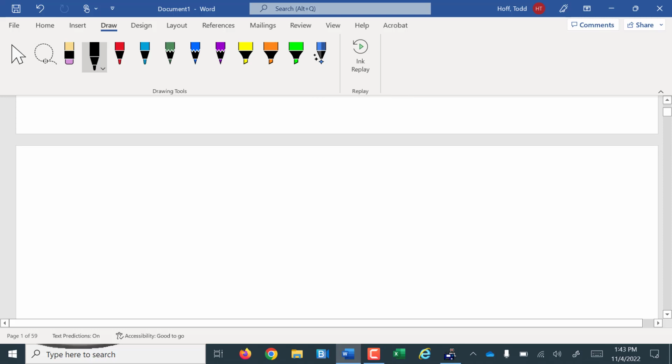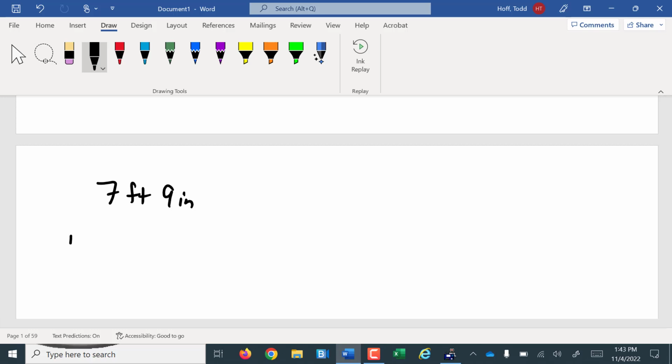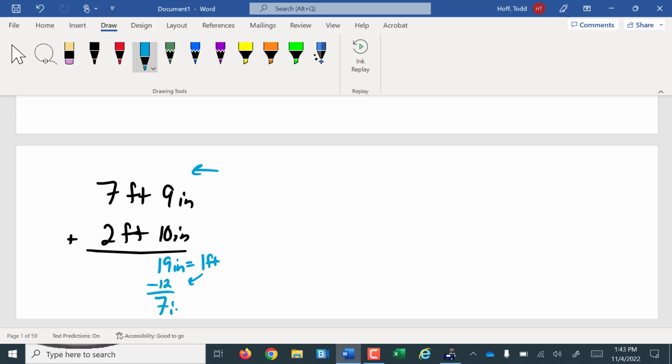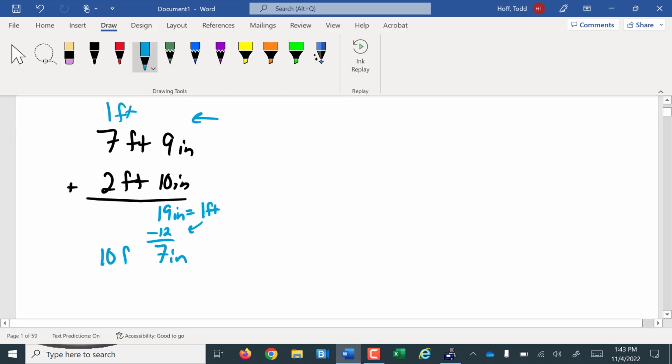Then we also did operations with measurements. Things like 7 feet 9 inches plus 2 feet 10 inches. And so we start, as always, on the right, and work our way back to the left. What's 9 inches plus 10 inches? 19 inches. And of course, that's more than a foot. It's 1 foot and how many inches? 7. If you need to, you can subtract the 12 to get 7 inches left. Keep the 7 inches and carry the 1 foot. 1, 7, and 2 makes 10. You got it. 10 feet, 7 inches.